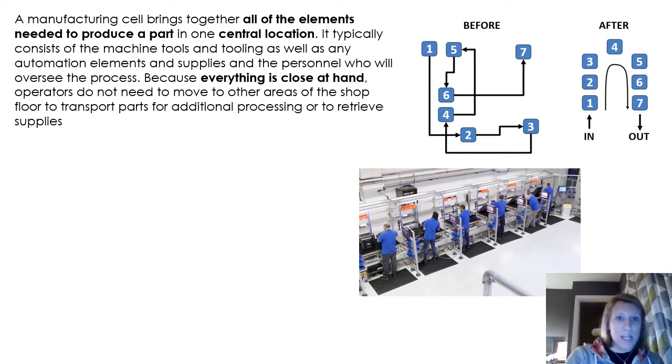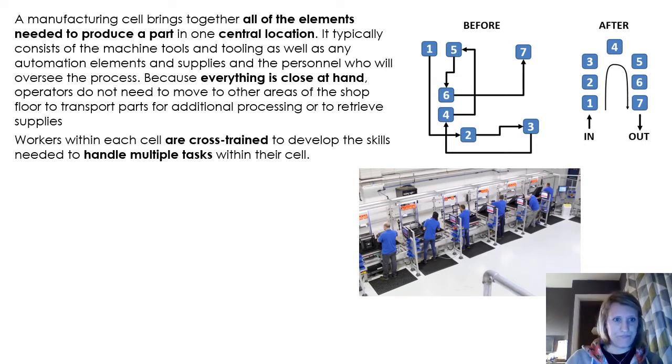So you have the machines, the tools, and the personnel, so the people, they will all be in that cell, in that small area. And everything is close at hand, meaning you don't need to move to other areas to retrieve things. So it speeds things up. That's our idea of lean manufacturing, making things quicker and getting rid of any kind of waste, be it wasting time, wasting materials, all that sort of stuff.